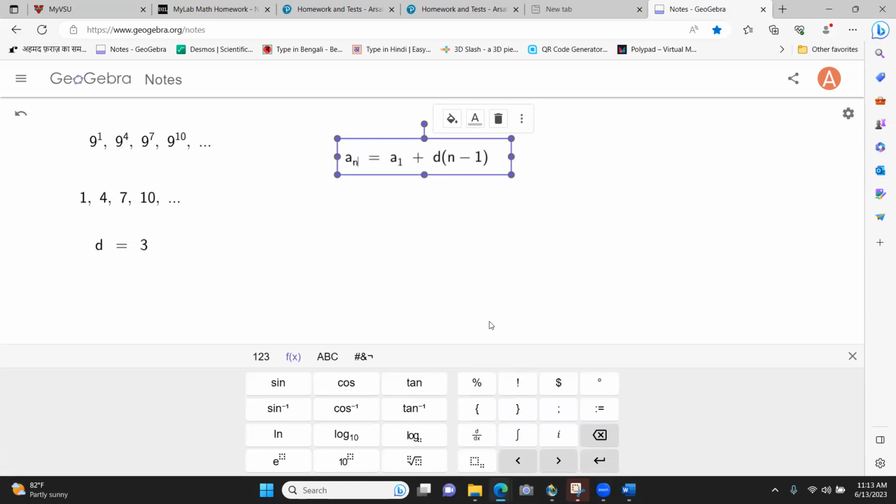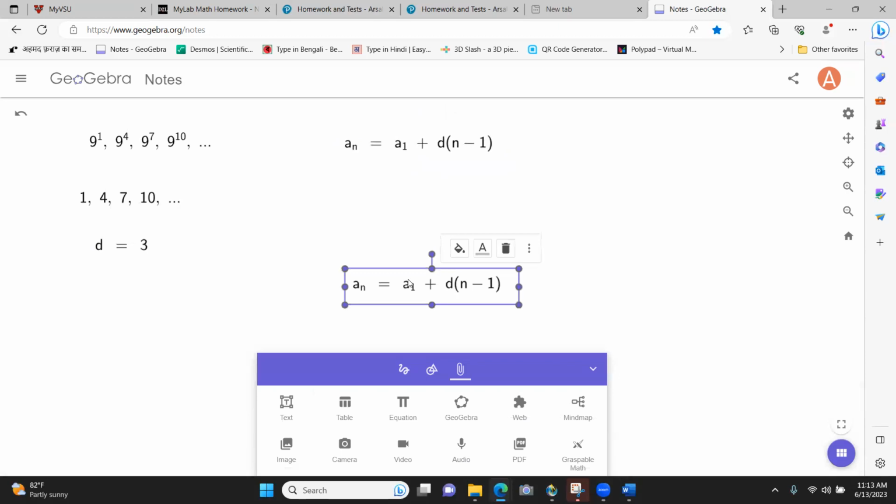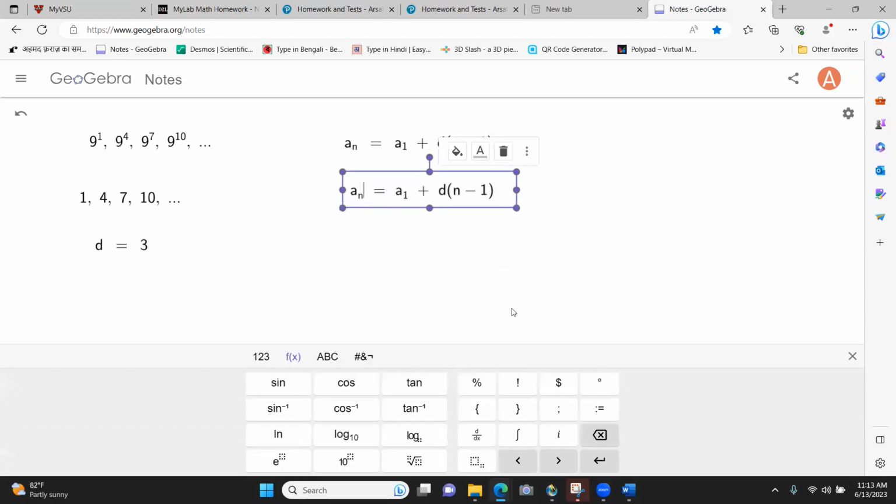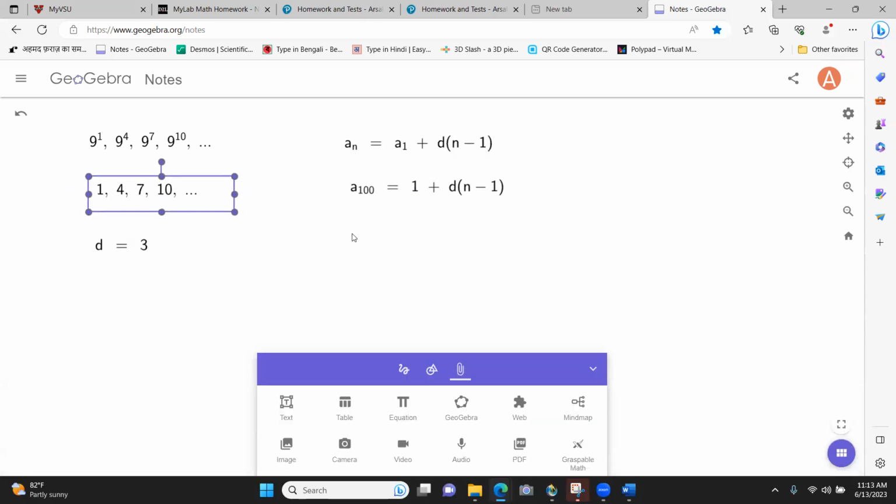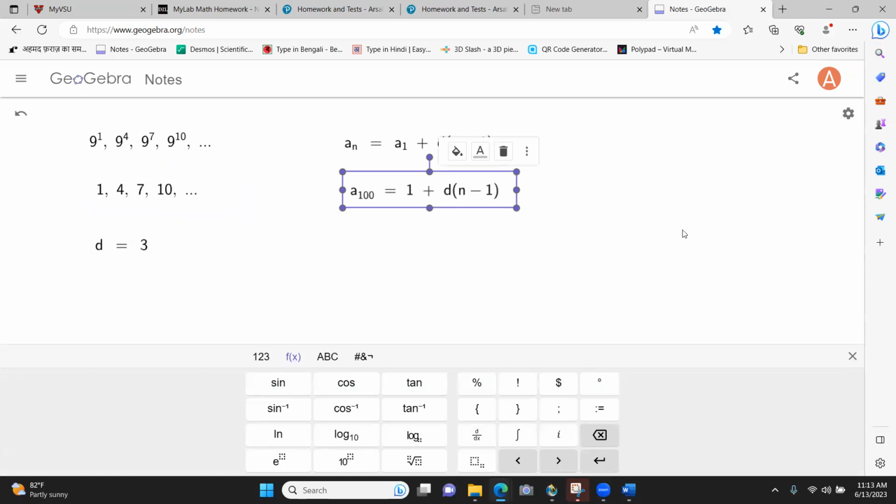It really doesn't matter. Now, I'm going to replace n with 100, and a1 with not 9 to the power 1, but with 1. I am talking about this sequence, okay? Don't forget it. And d is 3, and n is 100. 100 minus 1 is 99, and this is going to be 99 times 3 plus 1.